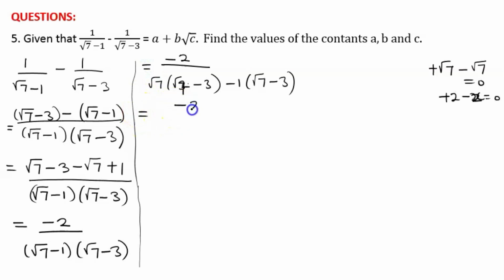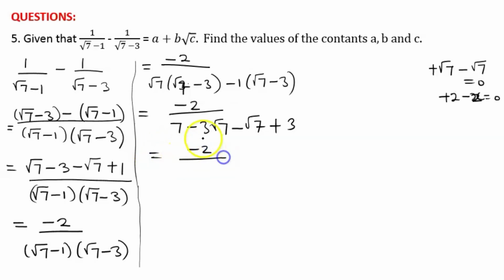So we have minus 2, of course, divided by root 7 times root 7, that's 7. Then minus 3 root 7. Then minus 1 times root 7 is going to give us minus root 7. Then plus 3. All right. So we collect like terms. Those that are similar, we bring them together. I can see minus 3 root 7 minus root 7. So they are similar. All right.